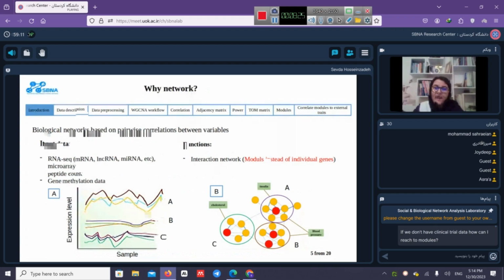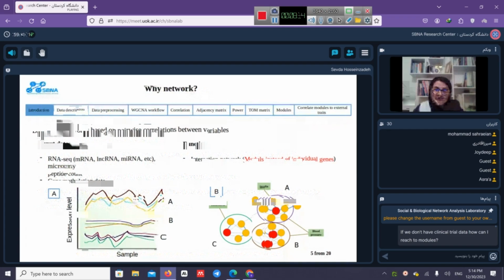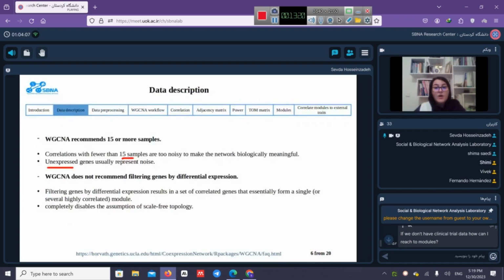we calculate the correlation coefficient between these genes, and if these genes have more than 10 zeros in their data, we're going to get a high positive correlation between those genes, or it's better to say we're going to get a significant positive correlation. But that's a false positive, and it's better to remove unexpressed genes.